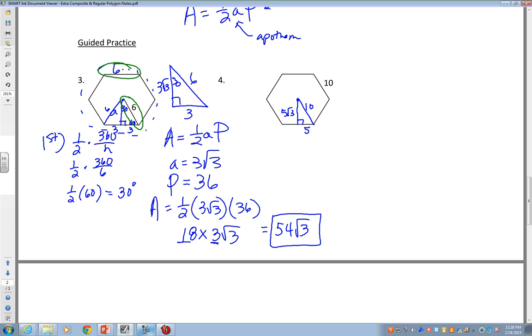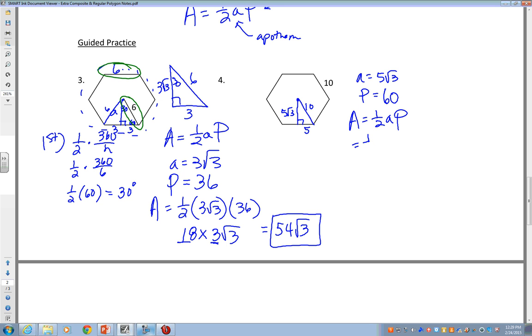Because now we have pretty much all I need. I need my apothem, which is 5 radical 3. I need my perimeter, which is, I have my sides and I can find that. Perimeter. 60. Okay? So now all I got to do is plug it in to 1/2 A times P.